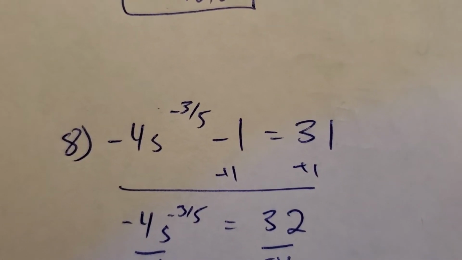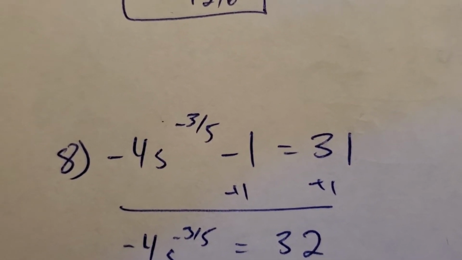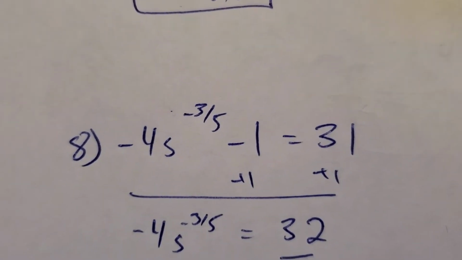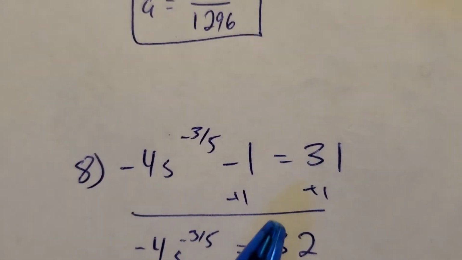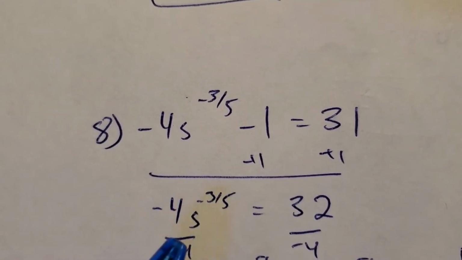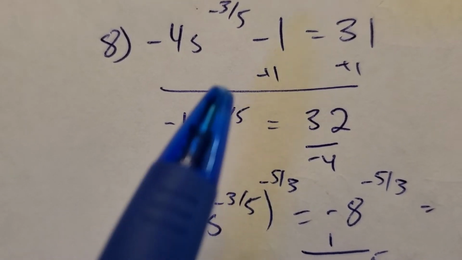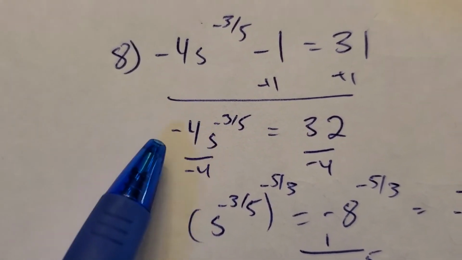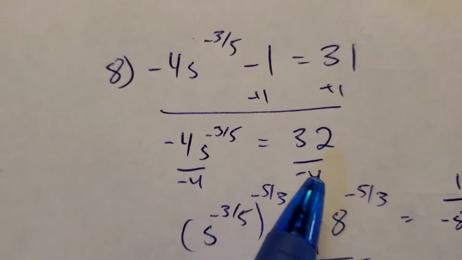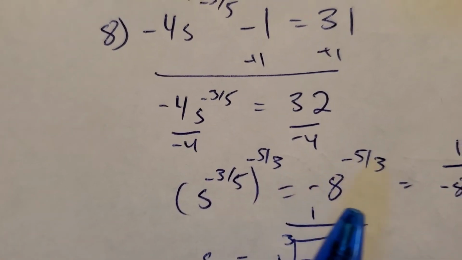For number 8, we have negative 4s to the negative 3/5 power minus 1 is equal to 31. So again, we have to get that s to the negative 3/5 isolated. So we add 1 to each side. We get negative 4s to the negative 3/5 is 32. Divide both sides by negative 4 because only the s is being raised to that power, not the negative 4. It's not in parentheses. So we divide both sides by negative 4. We get s to the negative 3/5 is equal to negative 8.